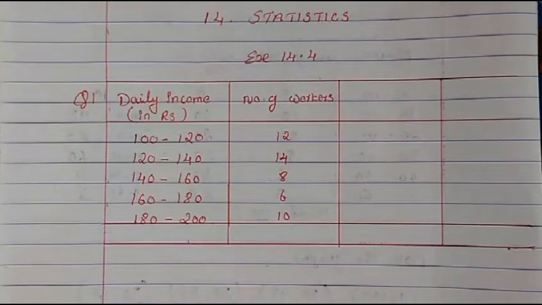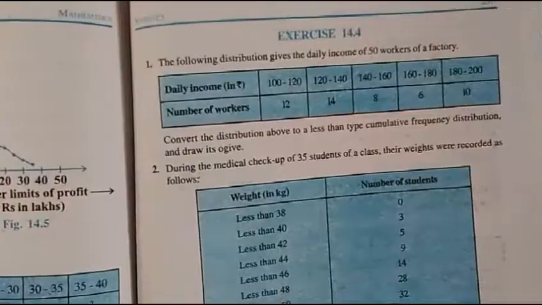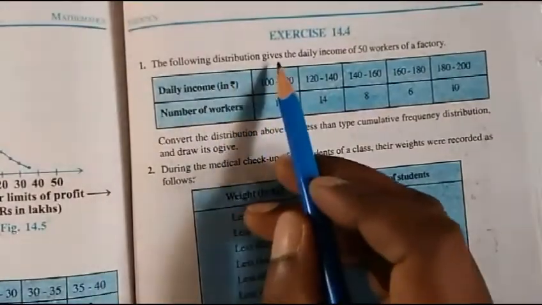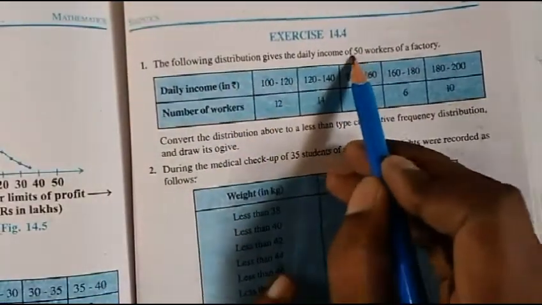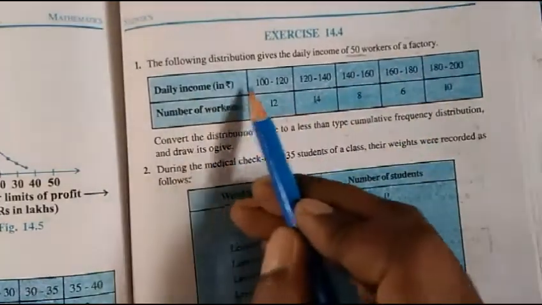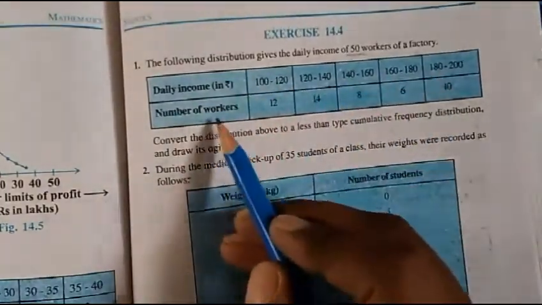Today we are going to study chapter 14 statistics, exercise 14.4, question 1. The following distribution gives the daily income of 50 workers. So total 50 workers of a factory. So daily income in rupees is given and the number of workers.